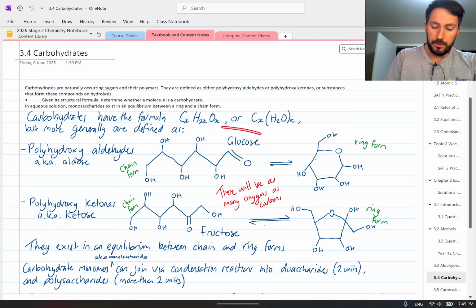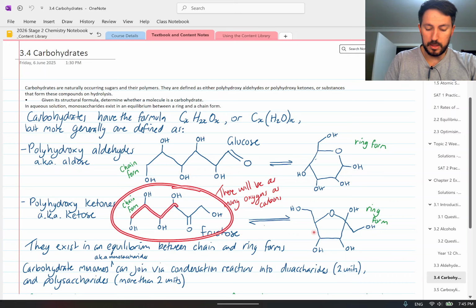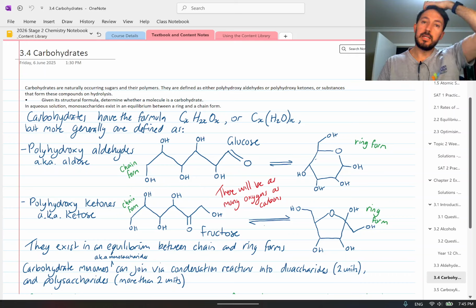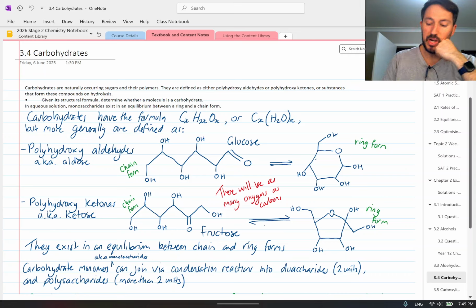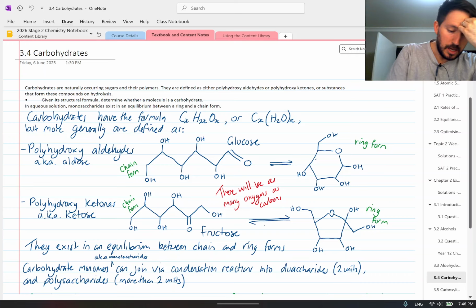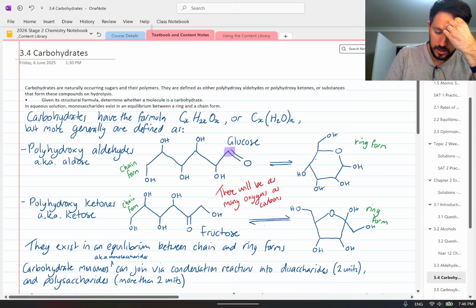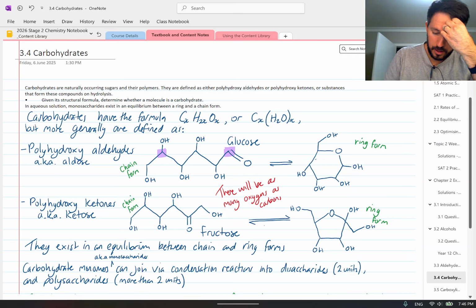Now, as you can see, the first way I've represented them here are chain forms, where you've got your carbons in a chain. But these carbohydrate molecules are actually in equilibrium with another form, which is called ring form. What happens is, I'll see if I can highlight this so it's nice and clear, this carbon here will attach with this carbon here, ending up with, where are we? Yep, here.